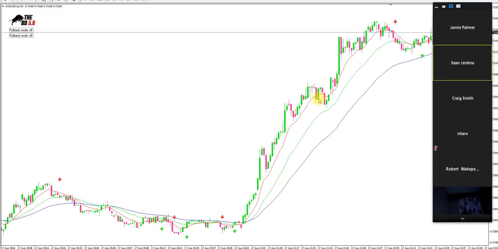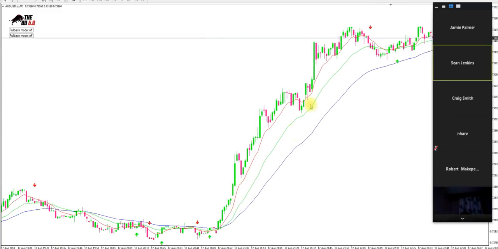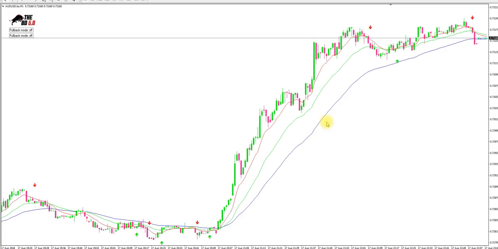This would be a nice currency pair because we can all clearly see it's an uptrend. We've already established the obvious thing: it's an uptrend, it's going up. So we want to be taking trades.